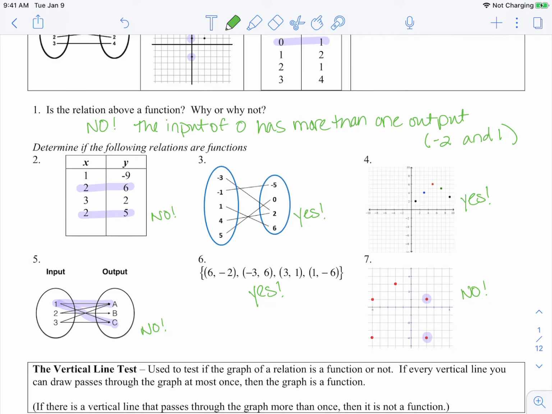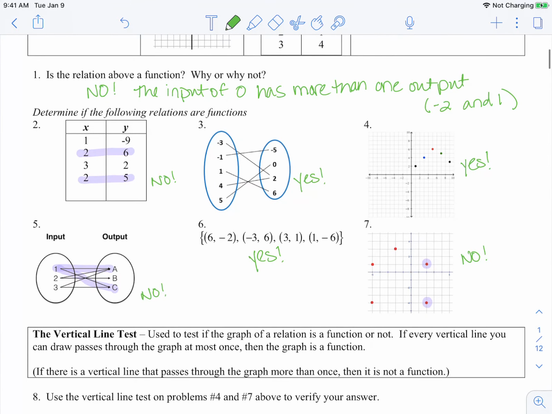The vertical line test. This is used to test if the graph of a relation is a function or not. If every vertical line you can draw passes through the graph at most once, then the graph is a function. If there's a vertical line that passes through the graph more than once, then it is not a function. So it says we can use the vertical line test on problems 4 and number 7 to verify your answer.